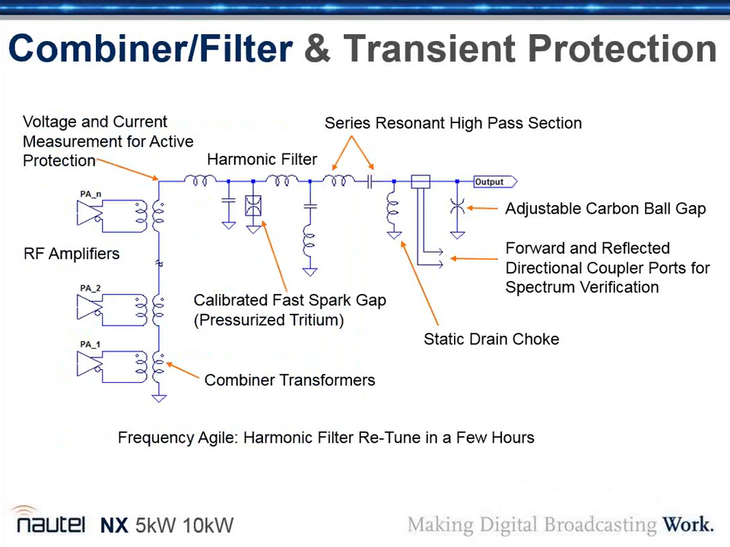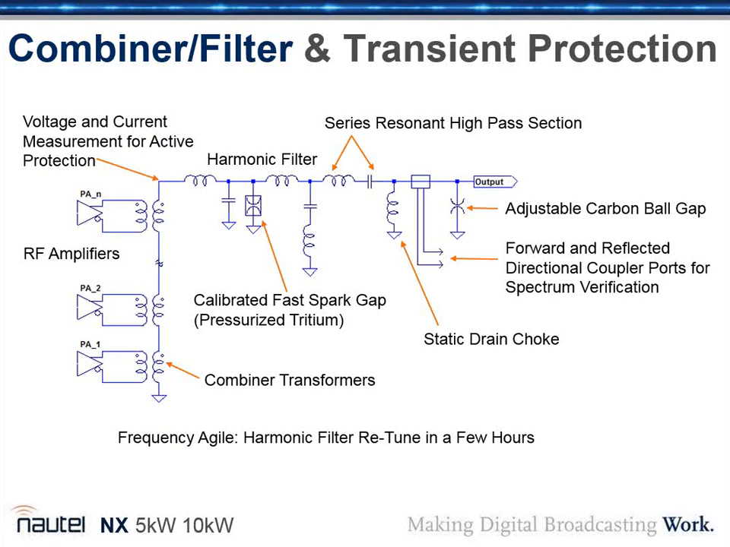Now, this is the schematic of what we've just looked at. I would like you to do something for me. You're now a lightning bolt coming in from the antenna, coming down and striking the tower, and you come right into this output port right here. What happens? All right, so the first thing it's going to encounter is the carbon ball gap.